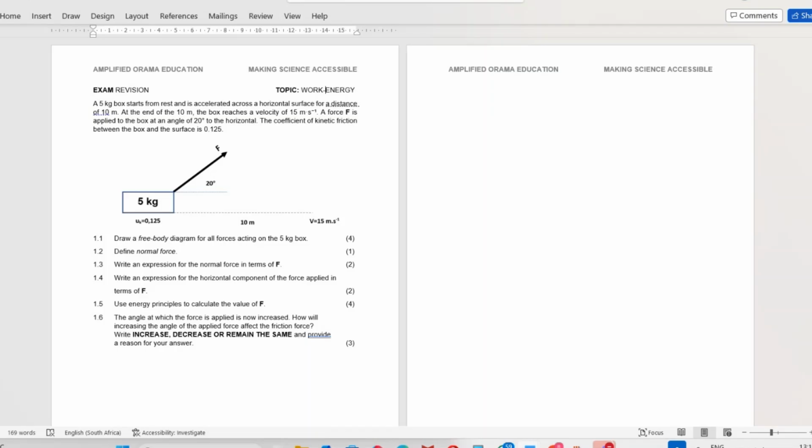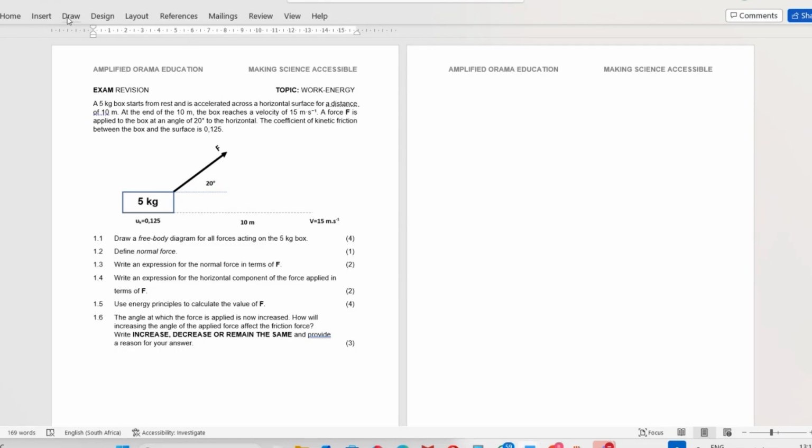The question reads, a 5 kg box starts from rest and is accelerated across a horizontal surface for a distance of 10 meters. At the end of the 10 meters, the box reaches a velocity of 15 meters per second. A force F is applied to the box at an angle of 20 degrees to the horizontal. The coefficient of kinetic friction between the box and the surface is 0,125. The first question says, draw a free body diagram for all forces acting on the 5 kg box.